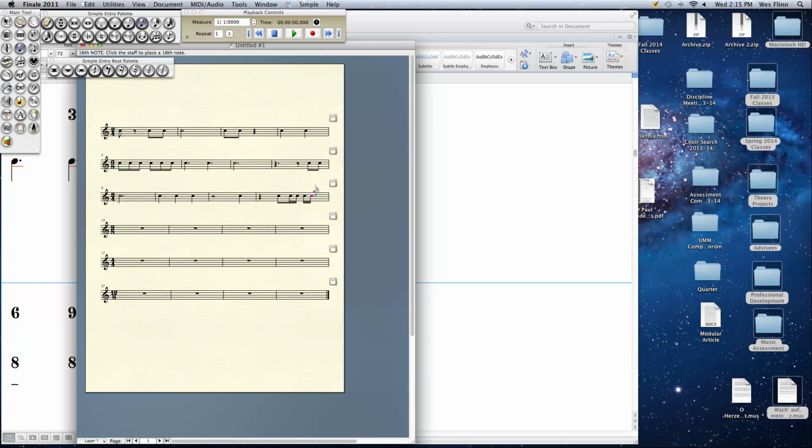I like to keep them in line. We're not dealing with pitch yet, so there's no need to overthink this. So something like that. So for 3/4, we can see something like that.